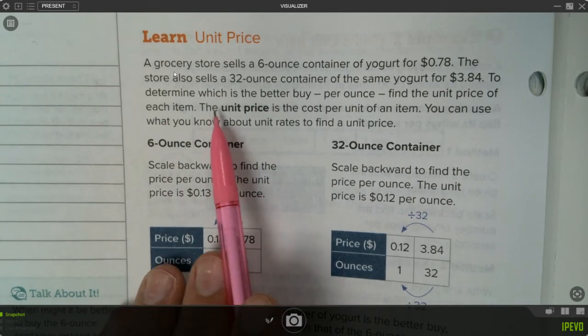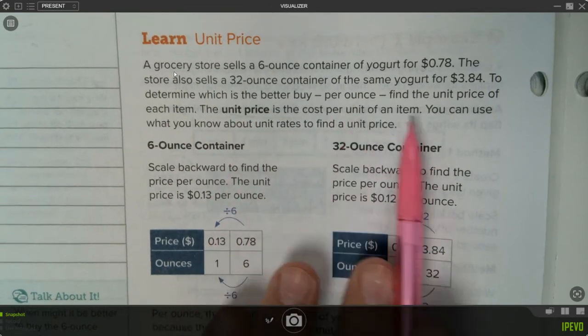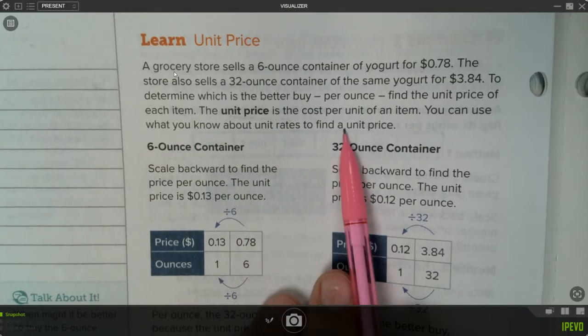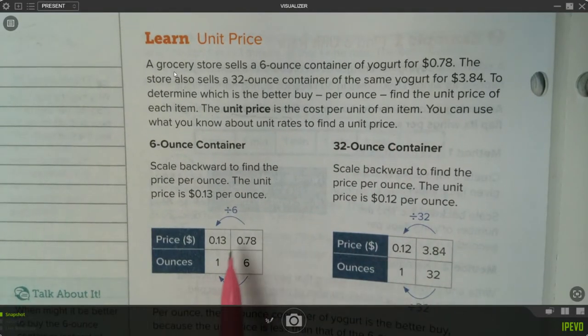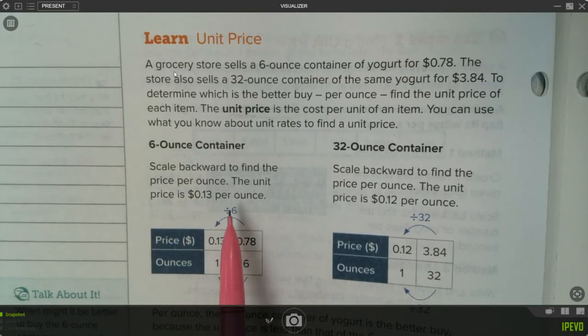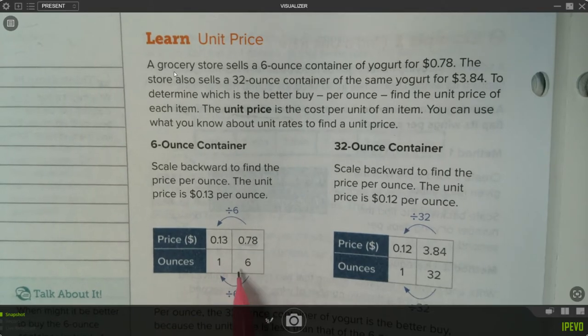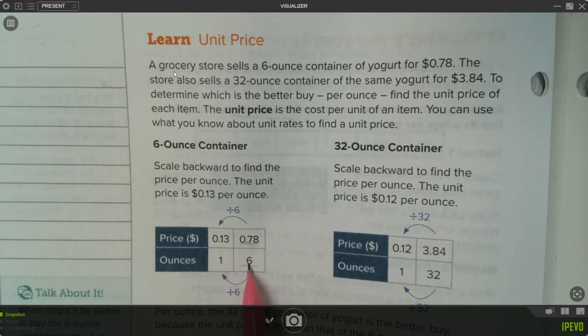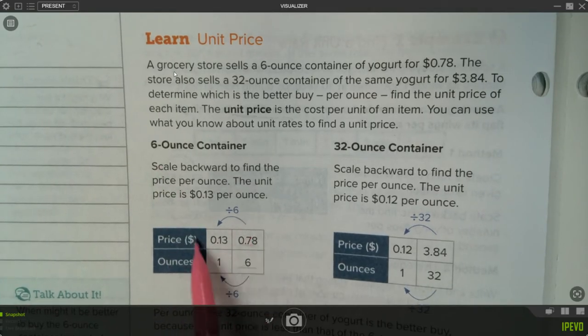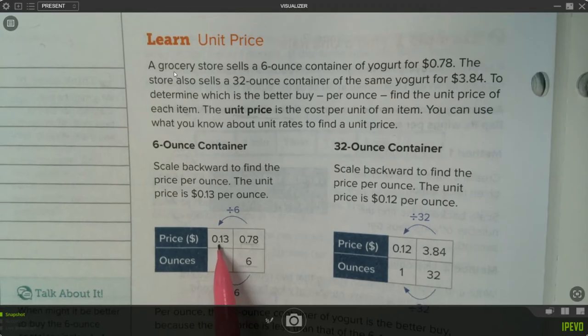Unit price is the cost per unit of an item. You can use what you know about unit rates to find a unit price. So once again, you can either set up a table or you can set up equivalent rates. All you have to do is divide the price by the ounces if we're looking at the price per ounce. If you do that, here's our 6-ounce container. If we divide by 6, we would get 13 cents per ounce.